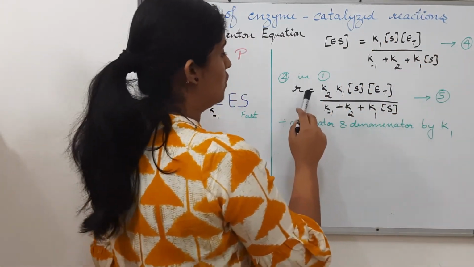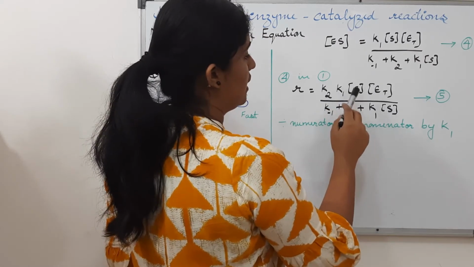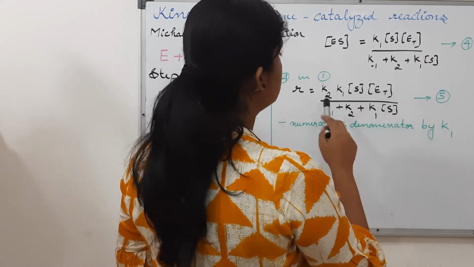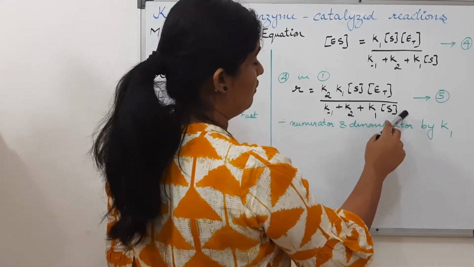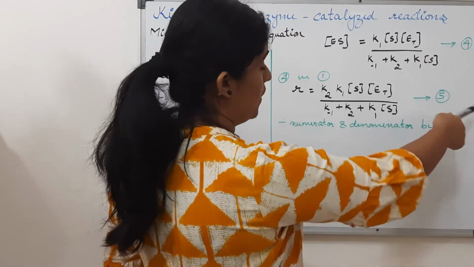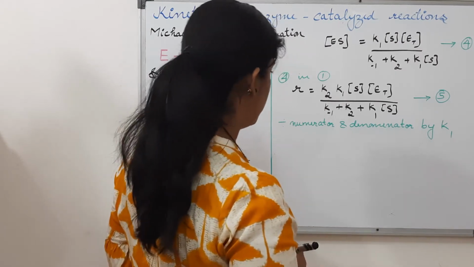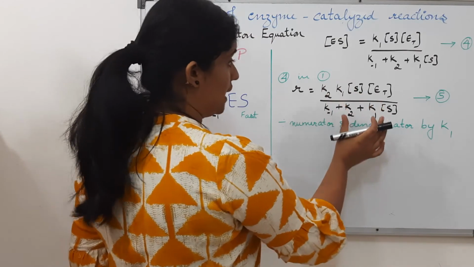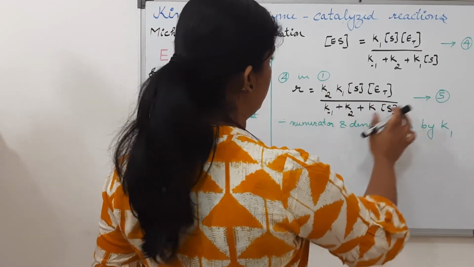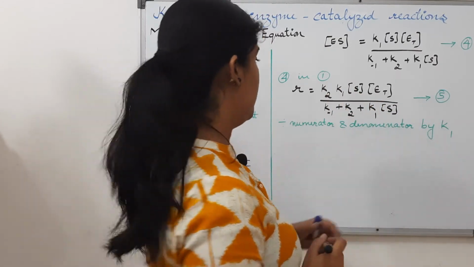So my rate comes out to be K2 times K1 times concentration of S times ET divided by K minus 1 plus K2 plus K1 times concentration of S, and that happens to be equation 5. Let's label it as equation 5. Now you are going to divide the numerator and denominator of this fifth equation by a factor K1.